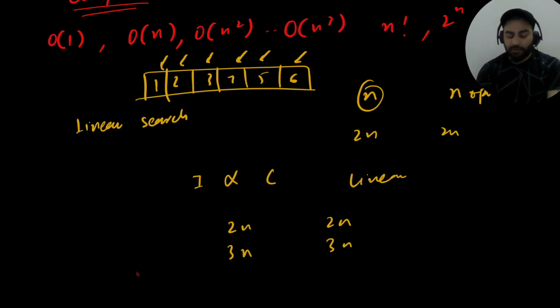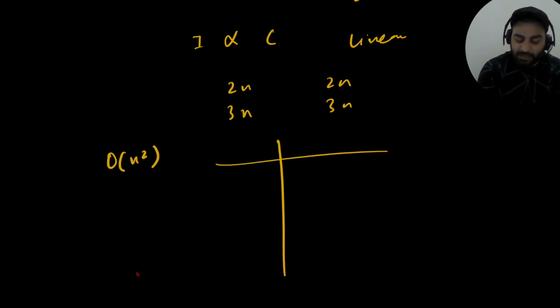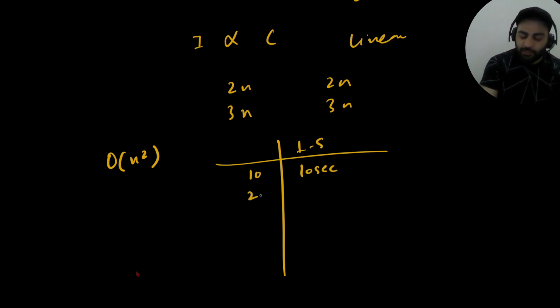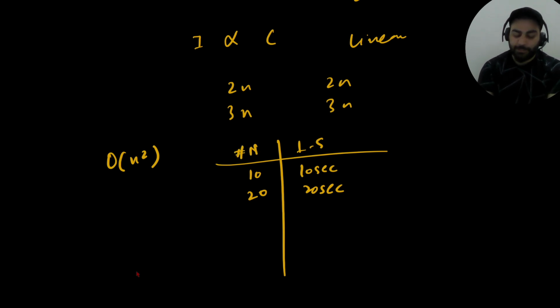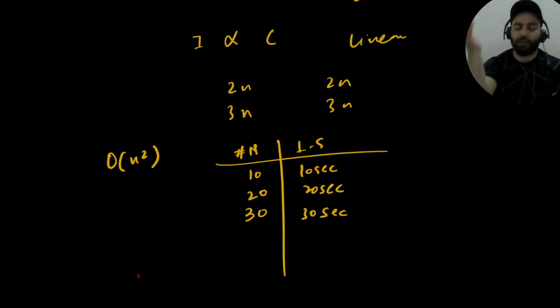But some algorithms give us a complexity of order n square. Let's again take the example of linear search first. If we had 10 elements, let's suppose it takes 10 seconds. If we add 20 elements, double that, the time also becomes double, so 20 seconds. If we add 30 elements, the time is 30 seconds. You can see that the time is increasing linearly. There is no quadratic or cubic growth.